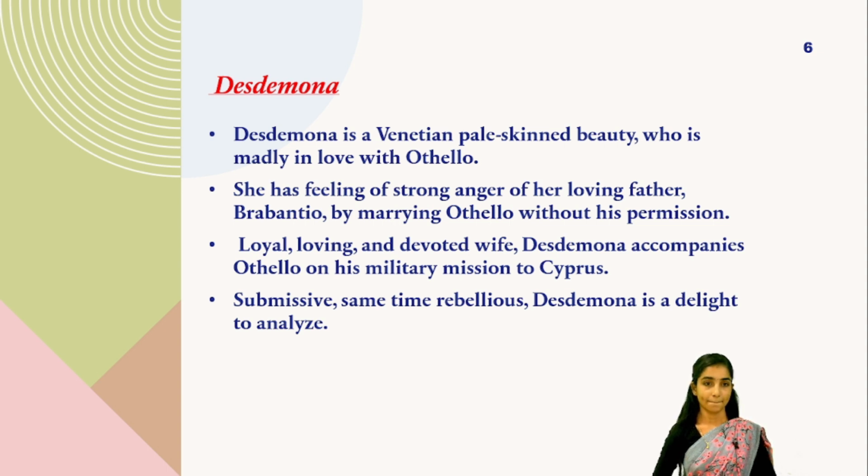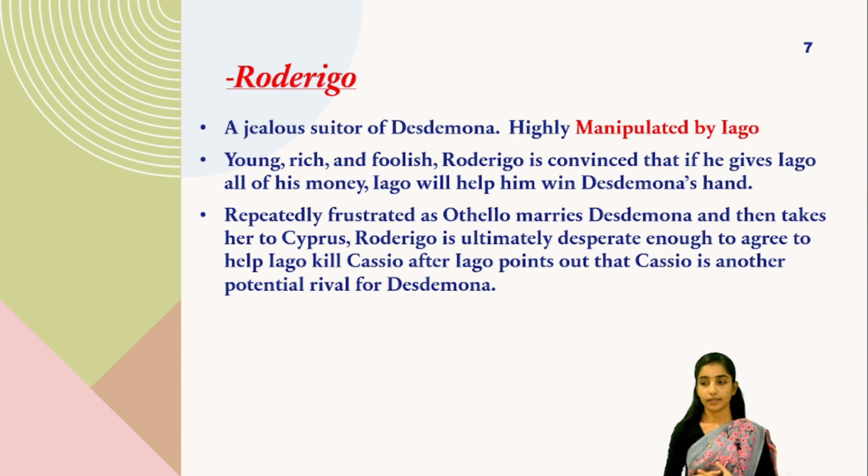Desdemona is a delight to analyze in the whole play. Rodrigo, another suitor of Desdemona, was highly manipulated by Iago. Rodrigo had fallen in love with Desdemona, and Iago convinced him in a lot of ways. He was very young, rich and foolish, because he was not aware of Iago's manipulation. Rodrigo is convinced that if he gives Iago all of his money, Iago will help him win Desdemona's hand.